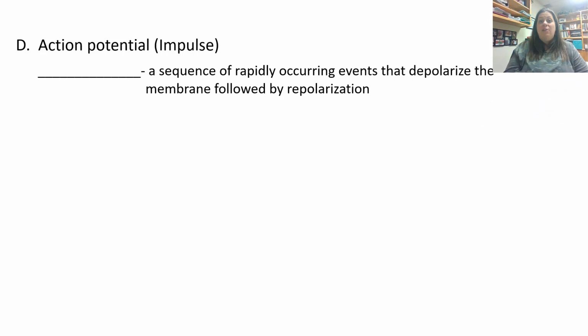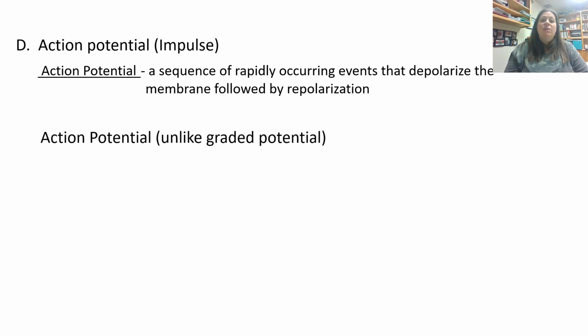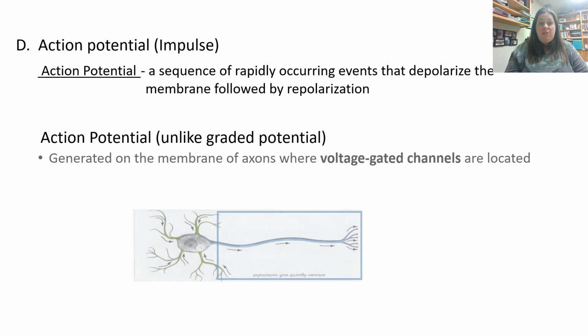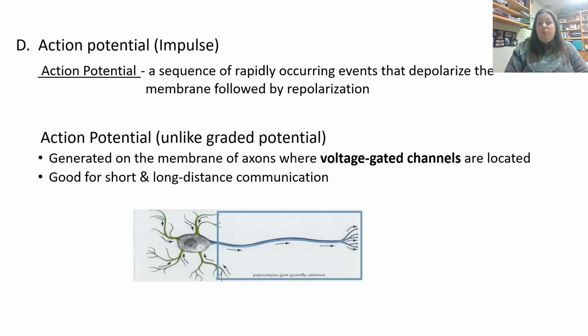Now let's talk a little bit about the actual action potential. This is that impulse that the nerve then sends. An action potential is a sequence of rapidly occurring events that depolarizes the membrane, but then the membrane has to go through the process of repolarizing. So an action potential, unlike a graded potential, is going to be generated on the membrane of the axons, and this is due to the voltage-gated channels. This is going to be good for short and long distance communication, because in the brain we see it's still short distance, but if we want to send a signal from like your big toe up to your spinal cord, that could be a very long distance.